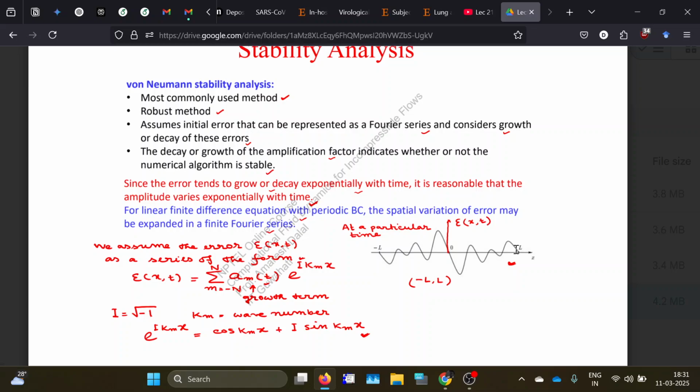Can you see my screen? Yeah, yeah. Perfect.